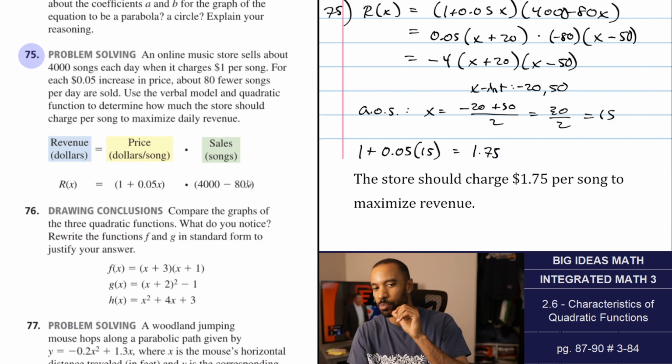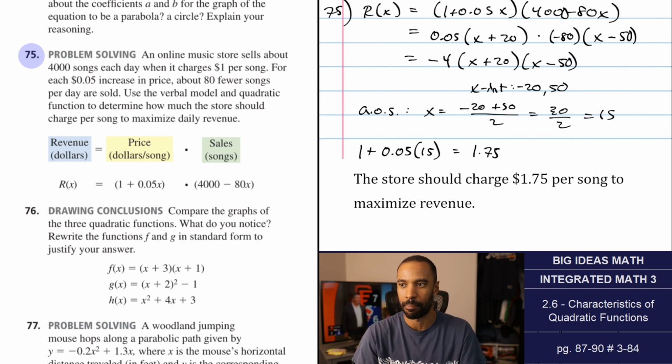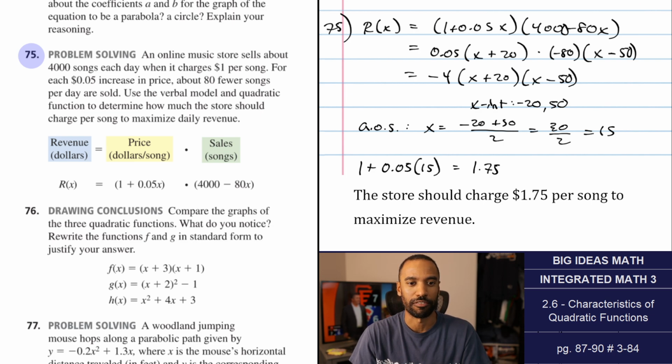They get the right price point and the number of sales to get that maximum, right? It's not the maximum dollars, but it's the maximum revenue. All right, let's go to number 76. And by the way, I did this problem using factored form. Right here, I'm at factored form.